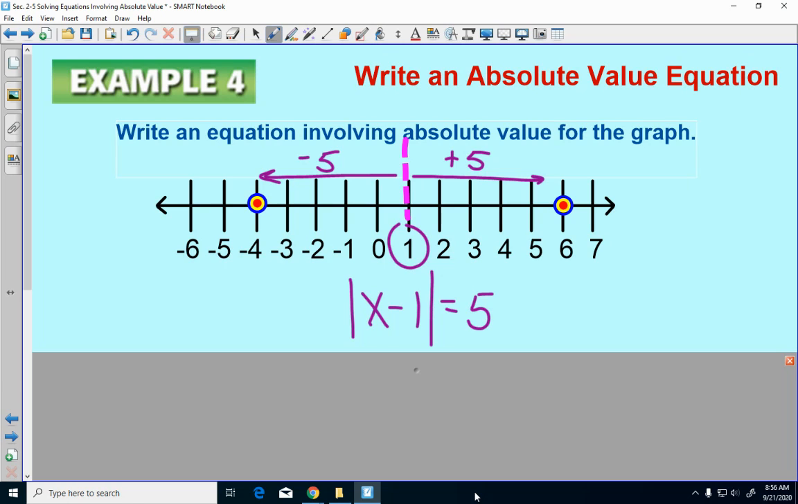Okay. Watch. Stay with me. So we're going to do it over here. So X minus 1 is equal to 5. Because this is equal to a positive value, right? You have to set it equal to two things. X minus 1 being equal to 5 and X minus 1 being equal to negative 5, right? I mean, that's what we just talked about.